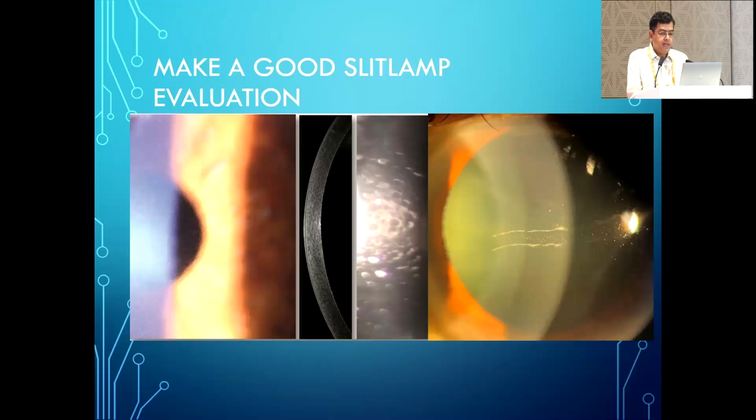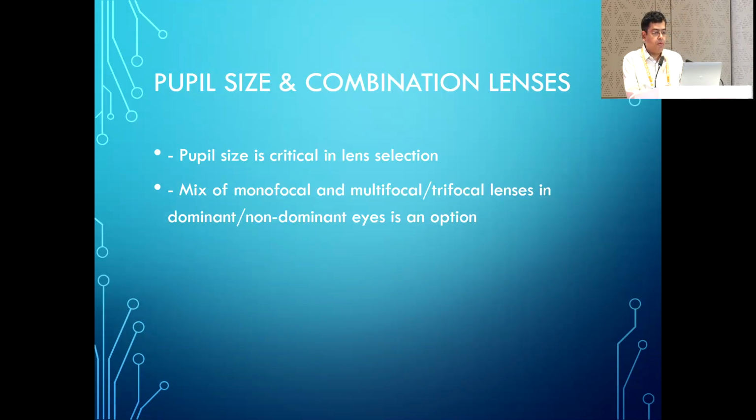Make a good slit lamp evaluation mandatory in your practice, because if you miss these guttata or other endothelial pathologies, you might end up with a subclinical corneal edema, and then patients will say that the vision is not clear, they get more glare, they get more halos, especially when driving. It becomes a very, very big problem.